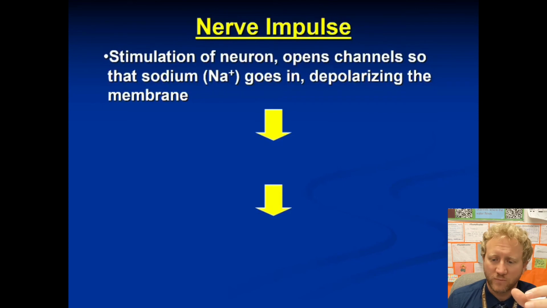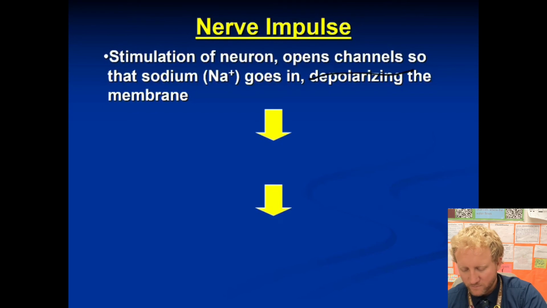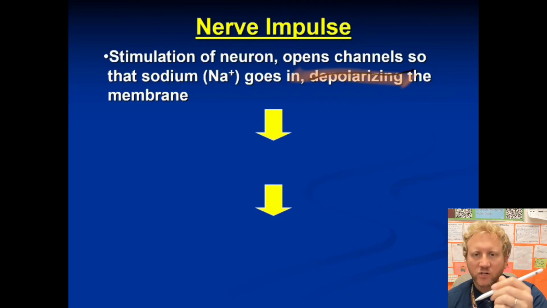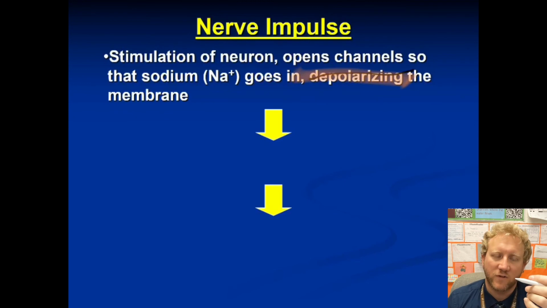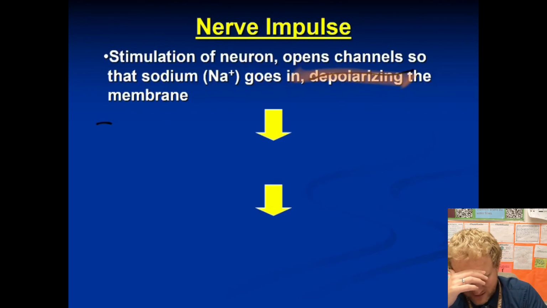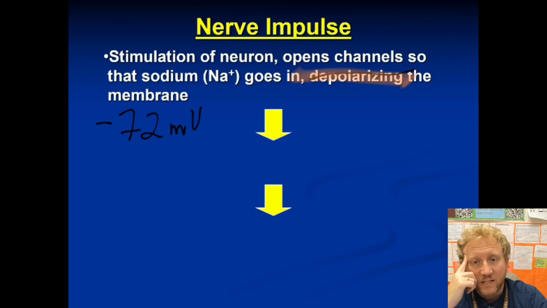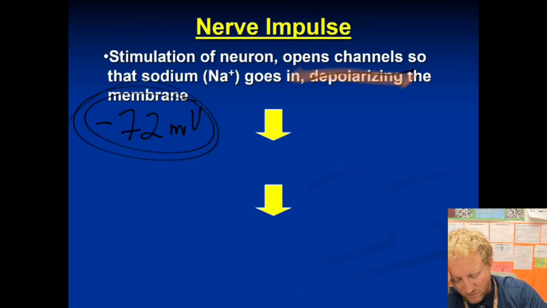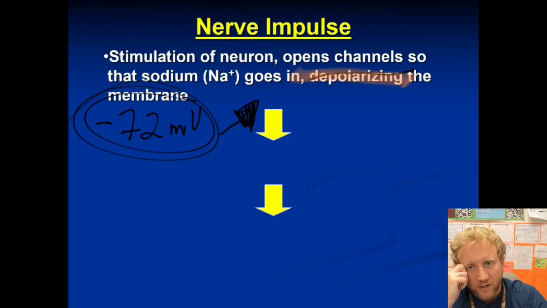That's going to open the sodium channels, which allows sodium to come in down that concentration gradient. The membrane is going to depolarize. So remember, we had a charge on either side: a positive on the outside and a negative on the inside. Right now our membrane is sitting at about negative 72 millivolts. As it depolarizes, this number is going to become more positive. It's going to get closer to zero and then greater than zero.